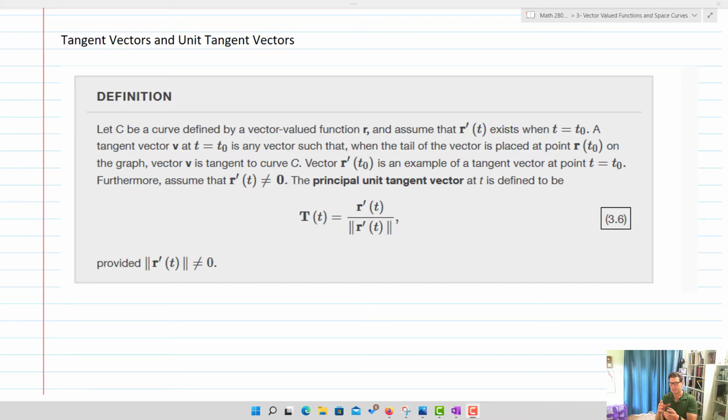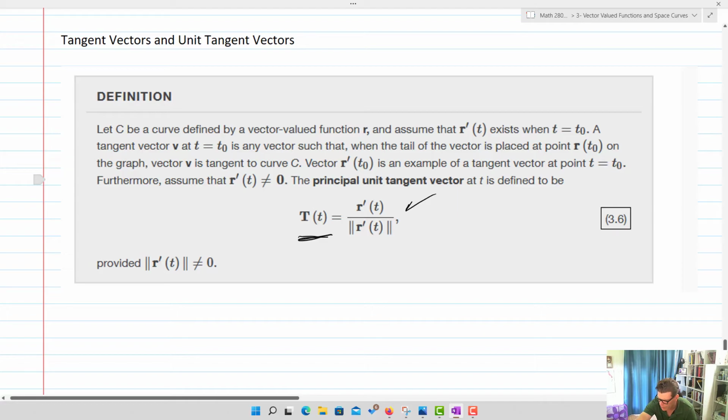So that's our definition. All this is saying is, my tangent vector is going to be the derivative of the vector valued function, which I'll figure out at a particular point t equals t naught. And if I want to find a unit tangent vector, or the principal unit tangent vector, I'm going to have that derivative, and then I'm going to divide it through by the magnitude of the derivative, which is exactly what we have been doing thus far in order to find unit vectors.